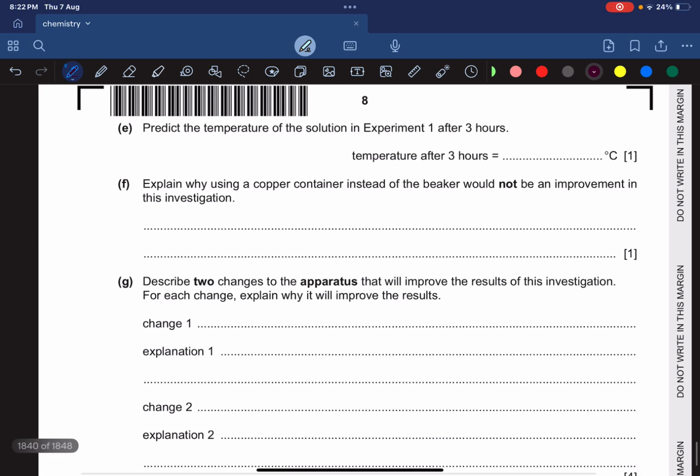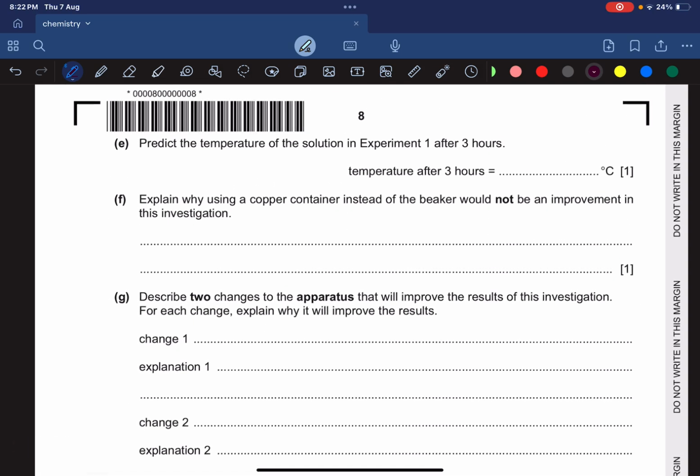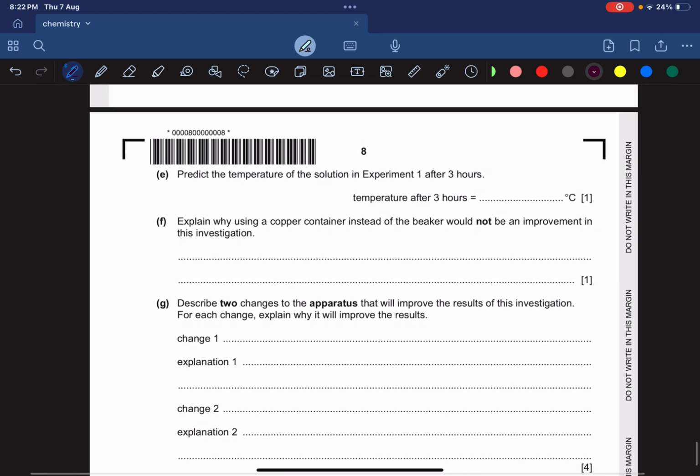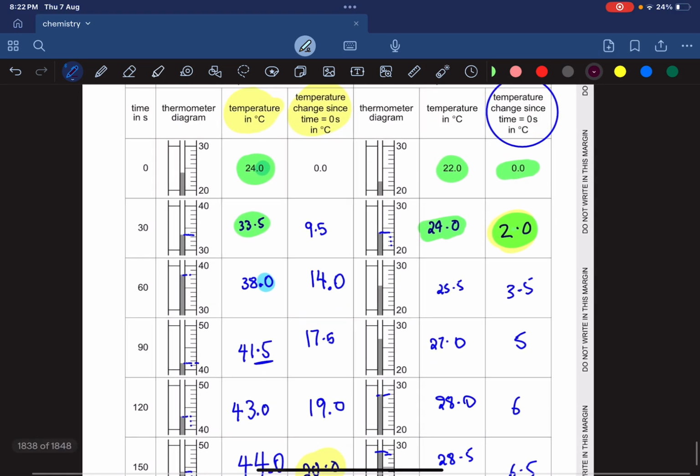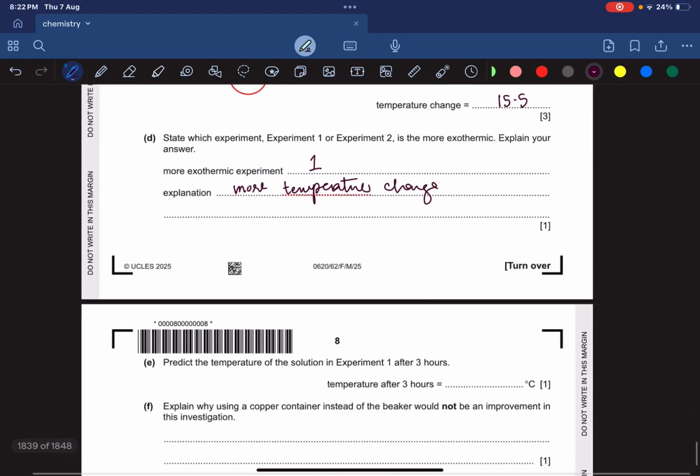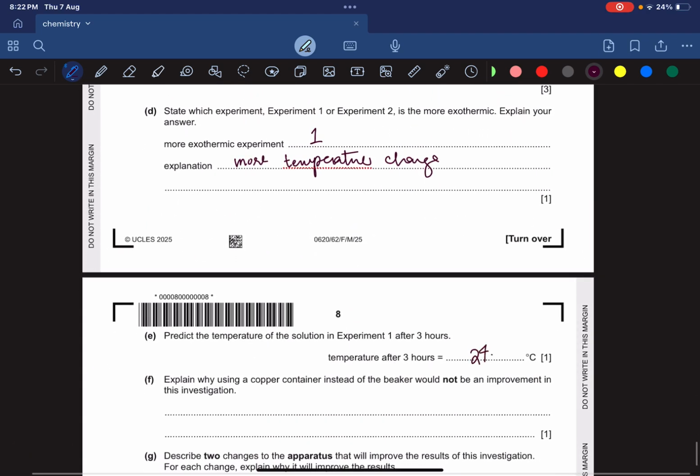Okay, predict the temperature of the solution in experiment 1 after 3 hours. So after 3 hours, in experiment 1 they've asked, it's going to be again 24, because 24 is the room temperature. So it's going to come again to the room temperature, which is 24.0 after 3 hours. So it's going to be 24.0.